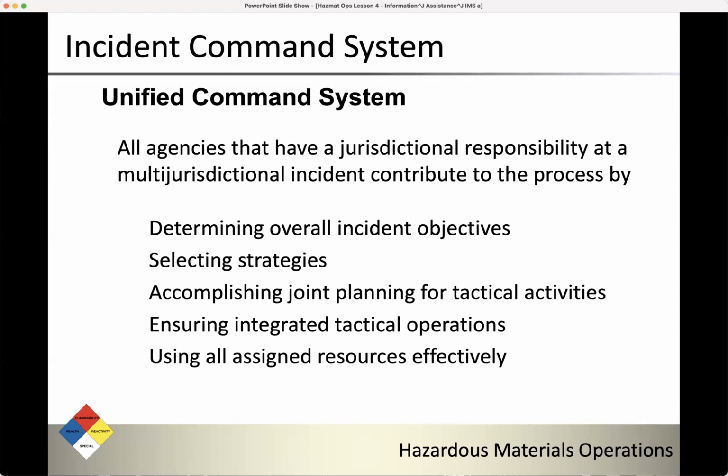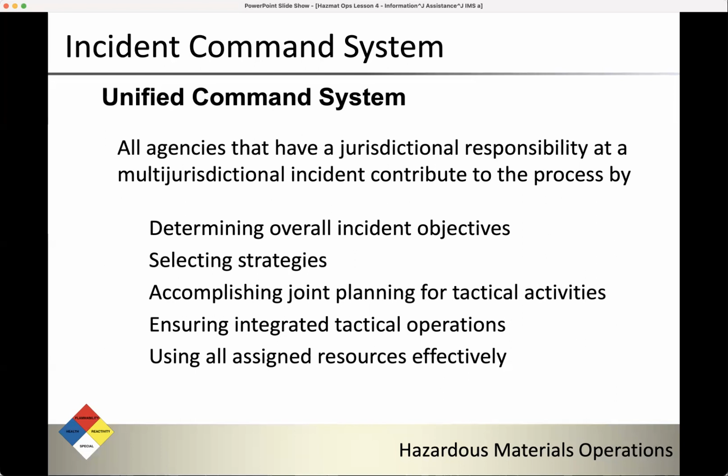Everyone needs to be on the same page. There is only one incident commander, right? But you can have a unified command system. They determine overall incident objectives. They select the strategies. They accomplish joint planning for tactical activities. They ensure integrated tactical operations and use all assigned resources effectively.